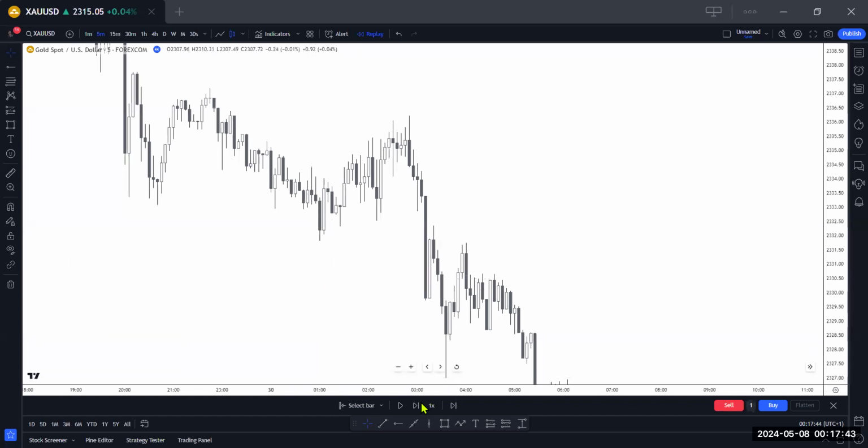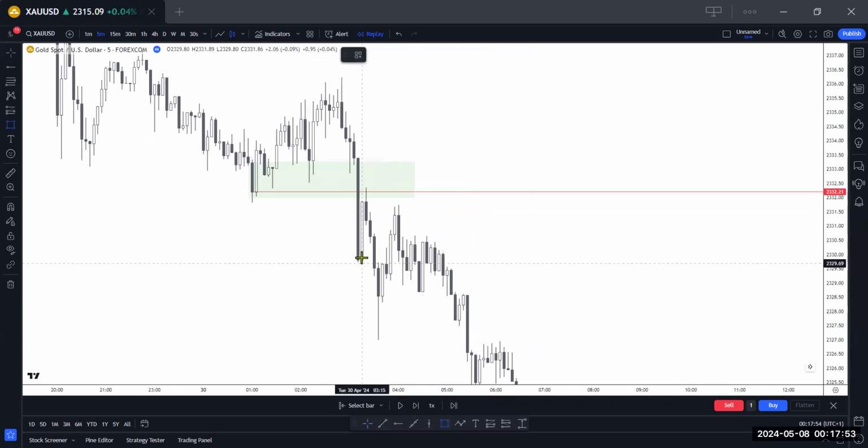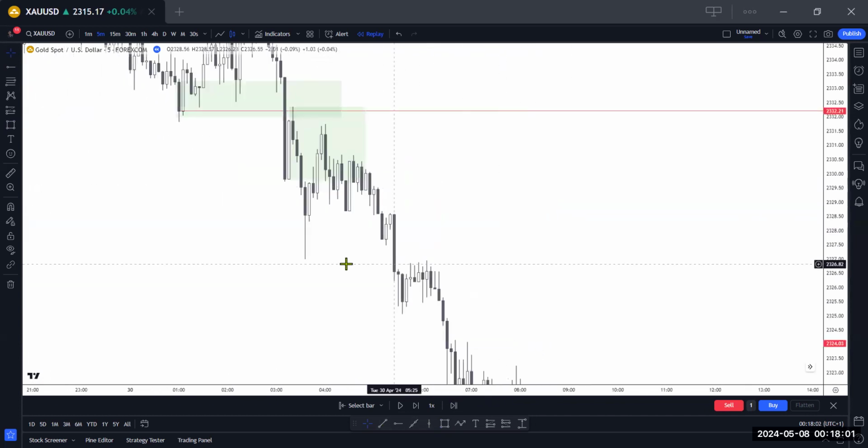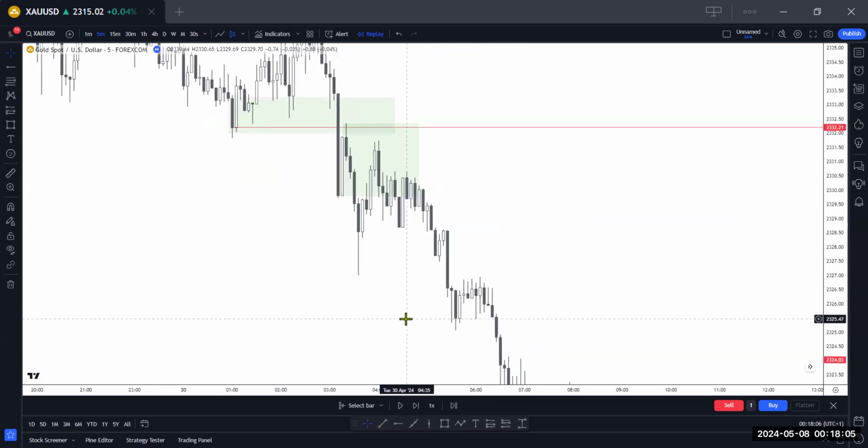So another example here, an M5 example. You see price from an engulfing fail, right? After a fail, we have this engulfing form. This is an engulfing, price comes in, taps, starts to sell. All right, let's see more and more and more.